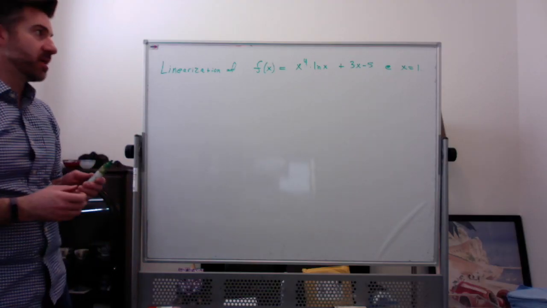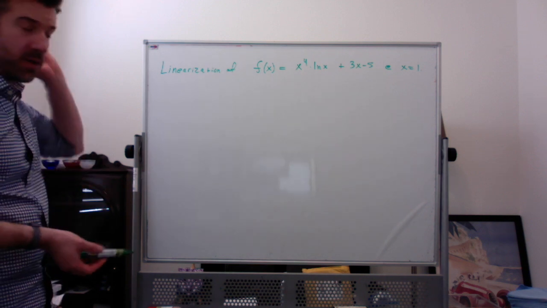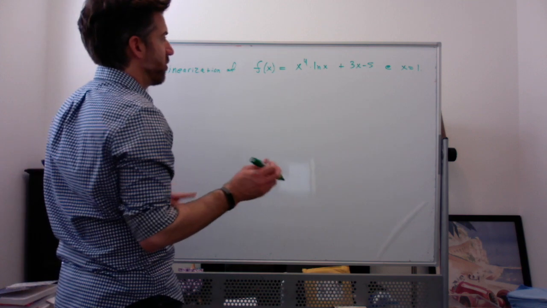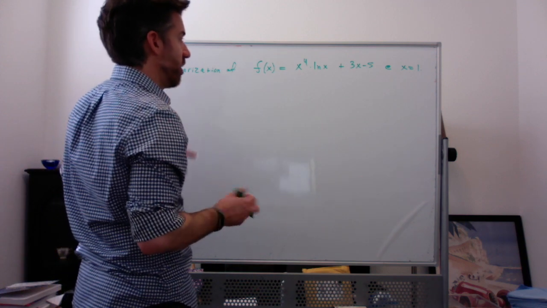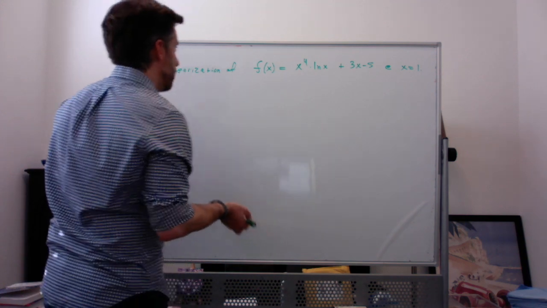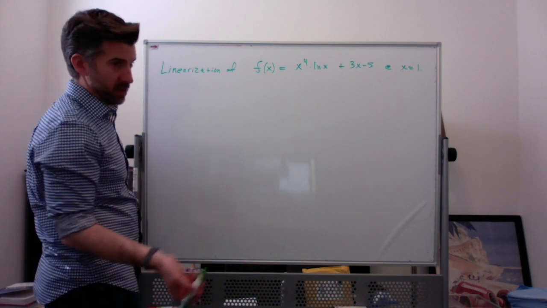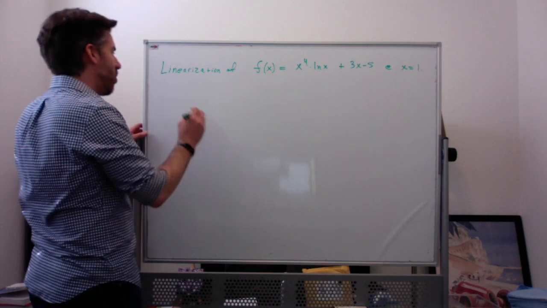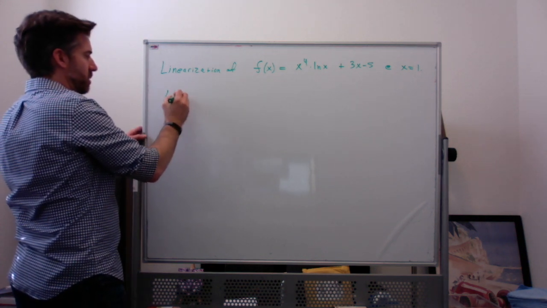Here is an example of a linearization and a Taylor polynomial. So the first question is find the linearization of f of x equal to x to the fourth times natural log of x plus 3x minus 5 at x equal to 1. You can either do it as the equation of the tangent line, where y minus y1 equals m times x minus x1, or you can remember that the linearization ends up looking like this, right?